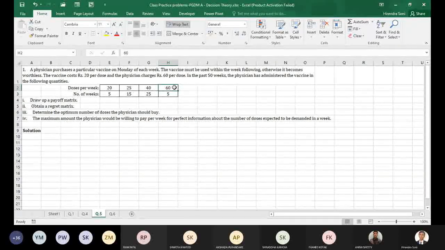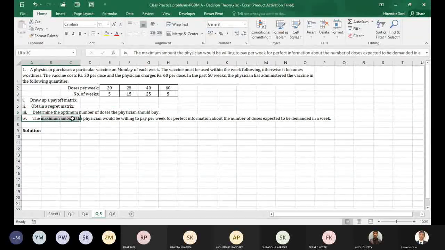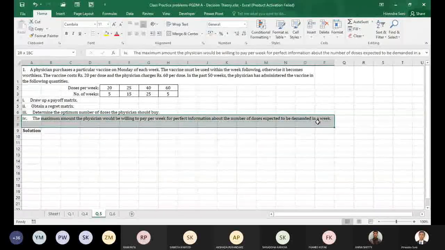Now, we have to work out the following. First, draw up a payoff matrix. Second, obtain a regret matrix. Third, determine the optimum number of doses the physician should buy. And fourth, the maximum amount the physician would be willing to pay per week for perfect information about the number of doses expected to be demanded in the week.